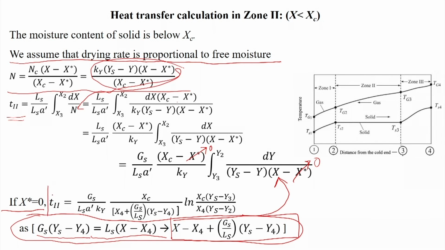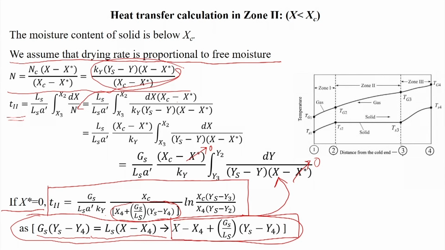Then for t2, by integration, X will come out as X4 plus Gs by Ls into (Ys minus Y4), and we have Gs by (Ls into a prime into Ky), and then this part is dY by (Ys minus Y). So T2 will be Gs by Gs into Xc by (Ls into a prime into Ky) into (X4 plus Gs by Ls into (Ys minus Y4)) and into ln of Xc into (Ys minus Y3) by X4 into (Ys minus Y2).